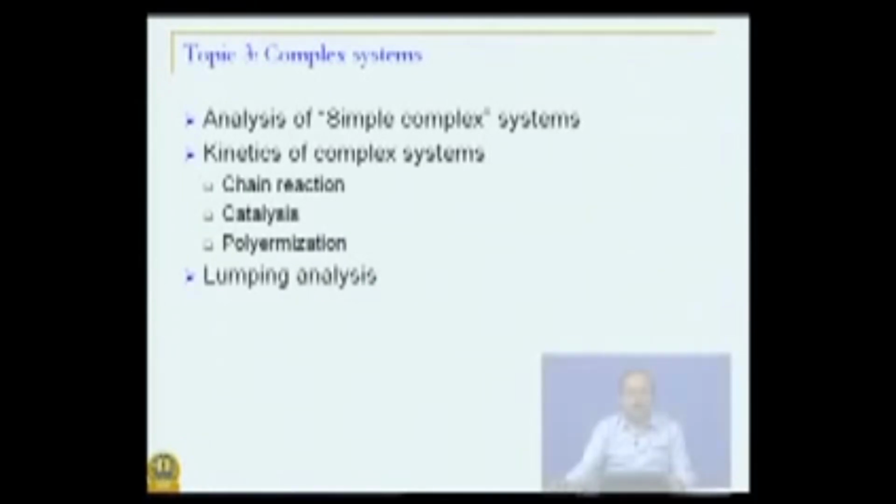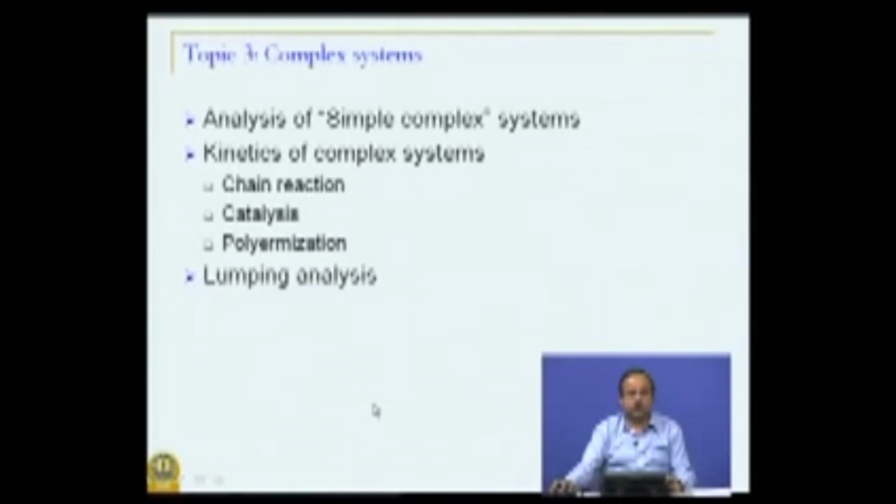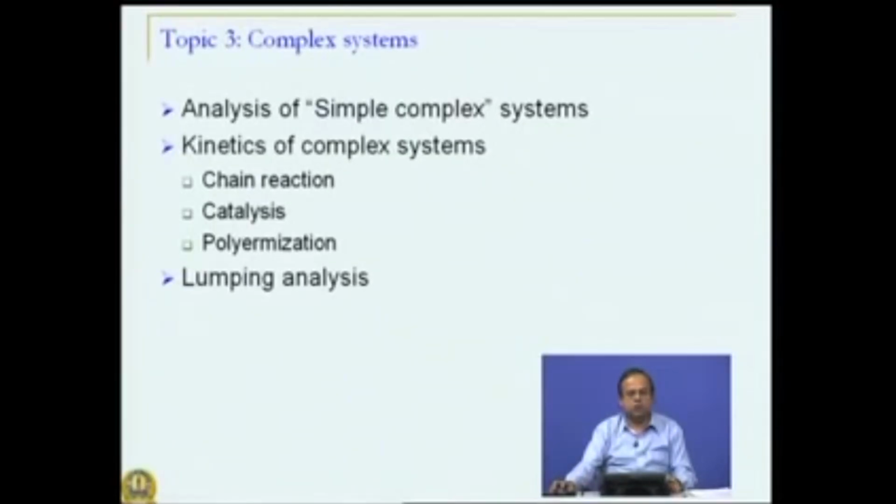So, let us start our discussion. We will first look at the examples, then look at the analysis of some simple complex systems, that is, complex systems but with as simple a representation as possible. Then we will look at the kinetics by way of examples of chain reactions, catalysis, polymerization, and we will also discuss lumping analysis when we encounter a lot of complex reactions.